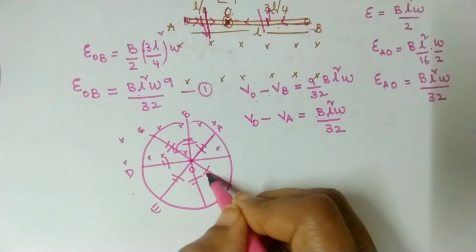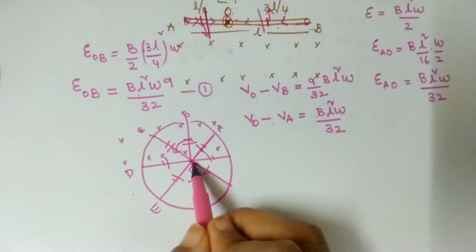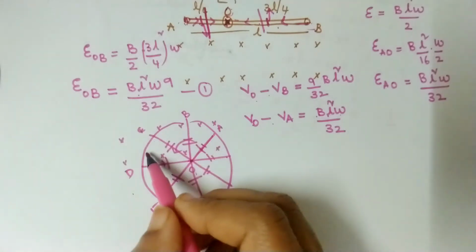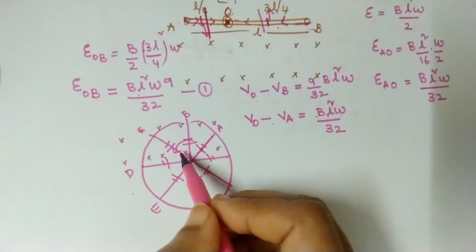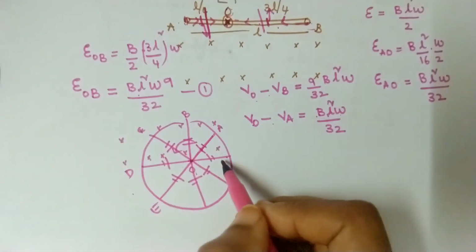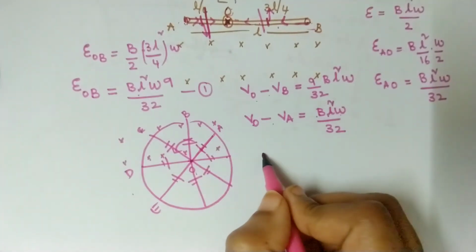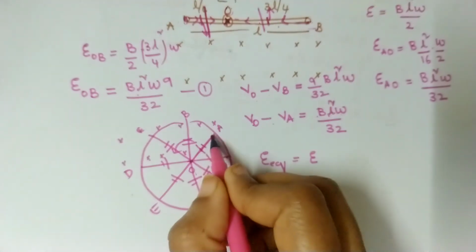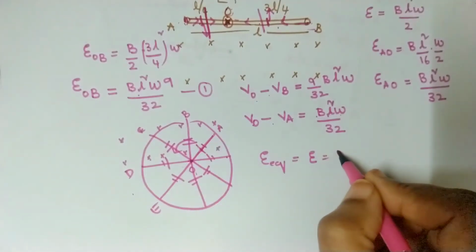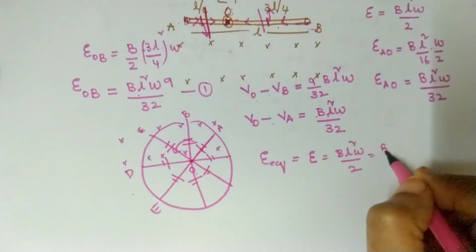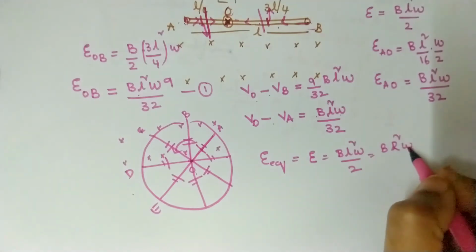If I write the number of batteries connected, from center to rim, all positives are connected together. How are all these EMFs connected? In parallel combination. If a number of identical EMFs are connected in parallel, the equivalent EMF will again be equal to the EMF of one spoke. That is nothing but BL square omega by 2, that is BR square omega by 2.